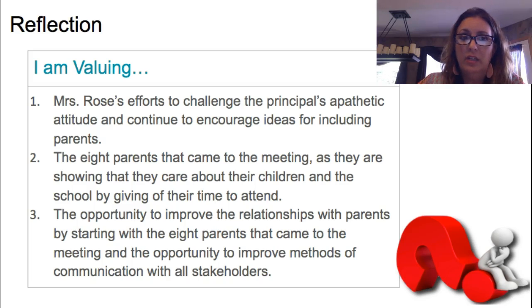In reflection, 3 things that I'm valuing are, number 1, Mrs. Rose's effort to challenge the principal's apathetic attitude and continue to encourage ideas for including parents. The second thing I'm valuing is those 8 parents that came to the meeting, as they are showing that they care about their children and the school by giving of their time to attend. The third thing I'm valuing is the opportunity to improve the relationships with parents by starting with the 8 parents that came to the meeting, and the opportunity to improve the methods of communication with the stakeholders.